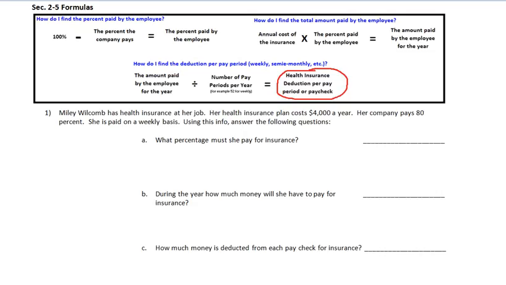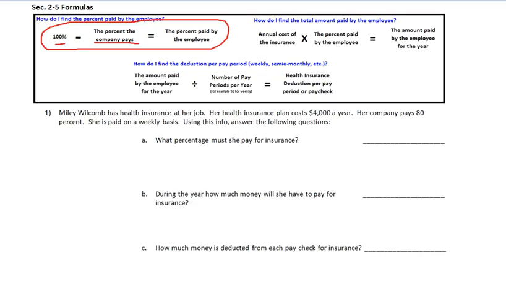Well, the first step, step 1, looks at how much you, the employee, will have to pay for your insurance. You see, your insurance is sometimes paid for, if not all of it, a good chunk of it, by the company that you work for. So you take 100% and you subtract the percentage that the company is going to pay. Whatever percentage you get left over is the percent paid by the employee.